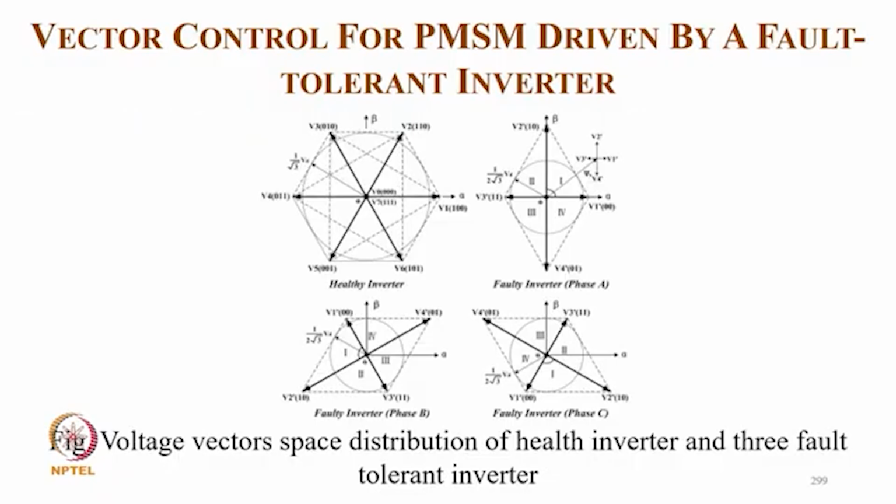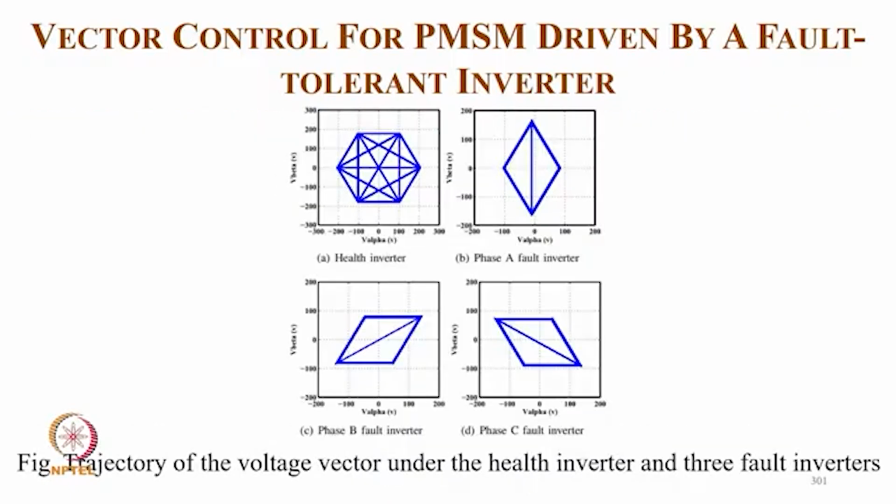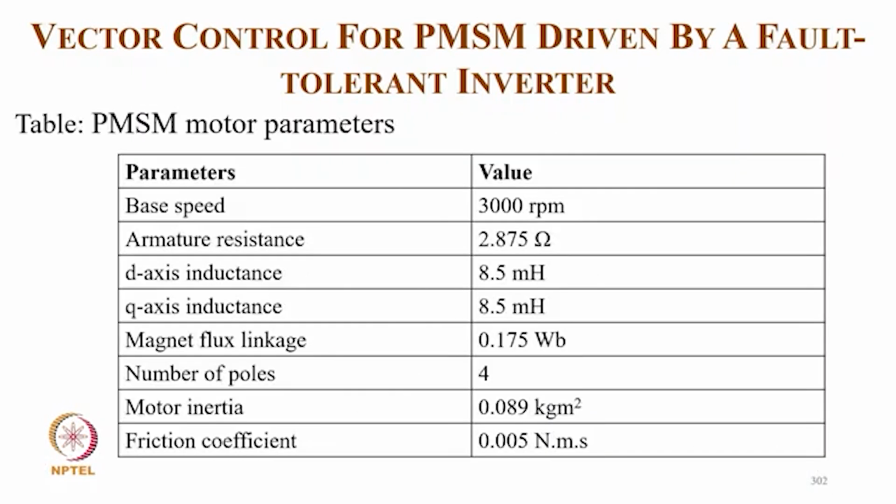And these are the back voltage states, healthy inverter and 3-phase fault inverter. And this is typically the block diagram of the vector control system with the fault tolerant inverter control. Here we have a reference speed, position, and ID IQ control. We get the 3-phase reference current for giving a switching signal. And these are the vectors in the healthy inverter and the faulty inverter: healthy inverter, phase A fault, phase B fault, and phase C fault. And these are the parameters of this.